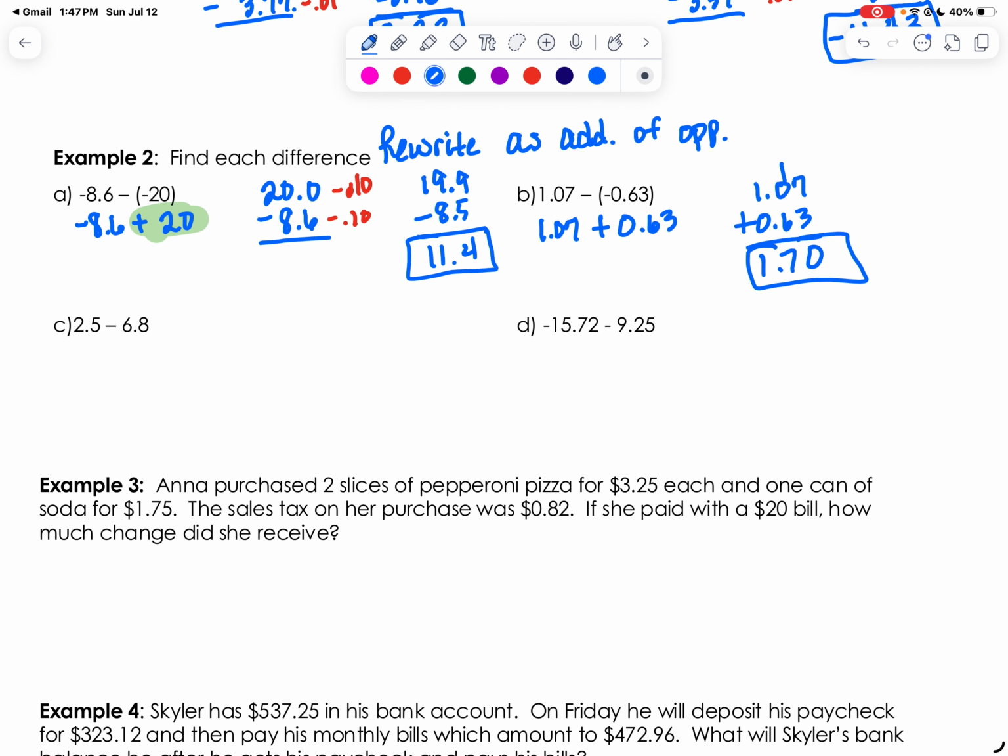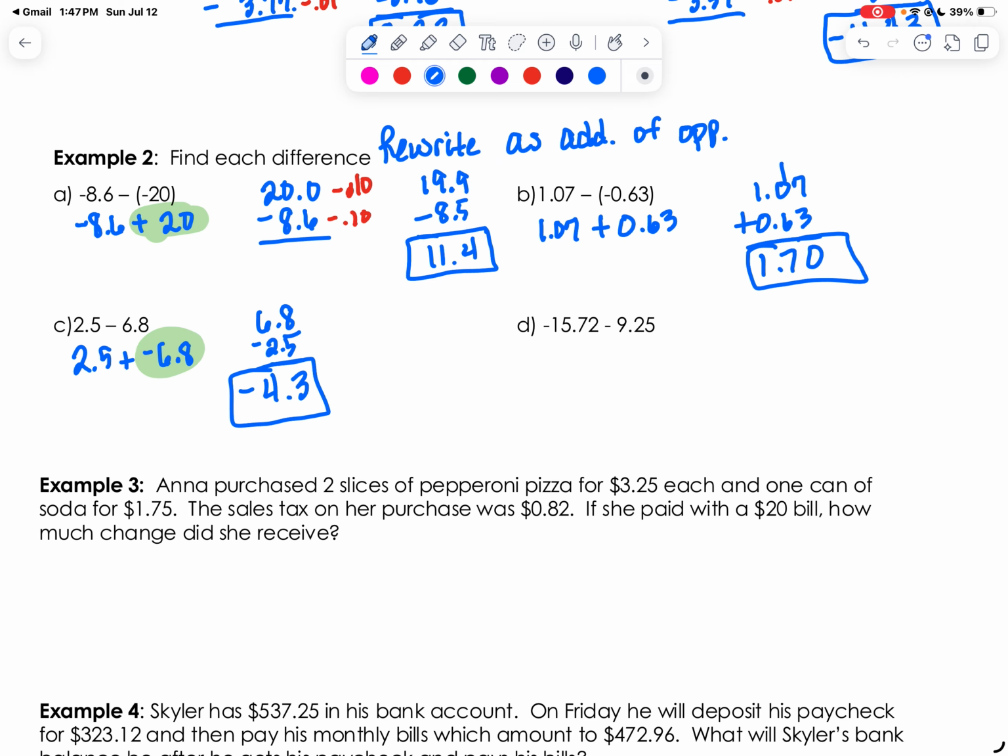Problem C, 2.5 minus 6.8. So rewrite this as addition of the opposite. Once you have it as addition of the opposite, now that means you're going to subtract the numbers. So 8 minus 5 is 3, 6 minus 2 is 4. Then you have to decide, is the answer positive or negative? So I look back, my larger number was negative, so I'm going to go with a negative.